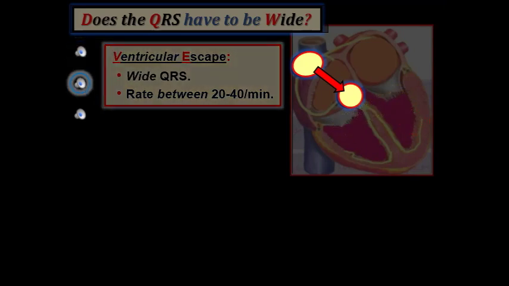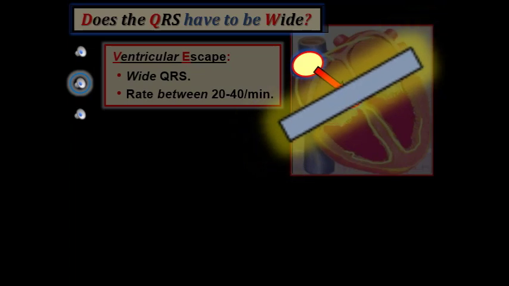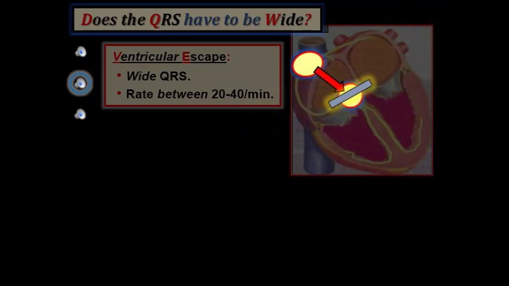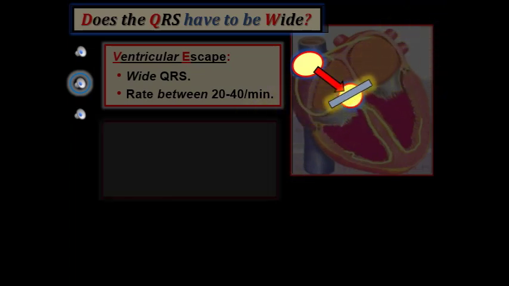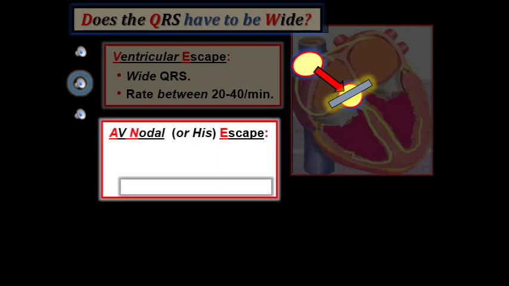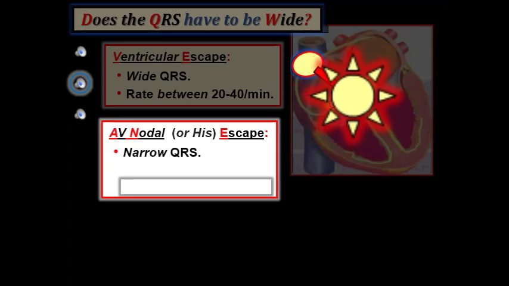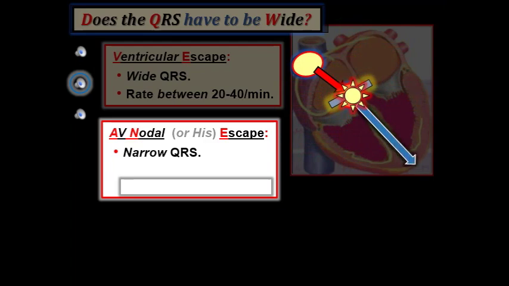On the other hand, if the level of AV block is higher in the conduction system, that is either at the level of the AV node or within the bundle of His, then the QRS complex of the escape focus will be narrow because the escape focus is arising from within the conduction system. Most often this escape will be from the AV node, as is schematically shown here, in which case the rate of the escape focus will be between 40 to 60 per minute.